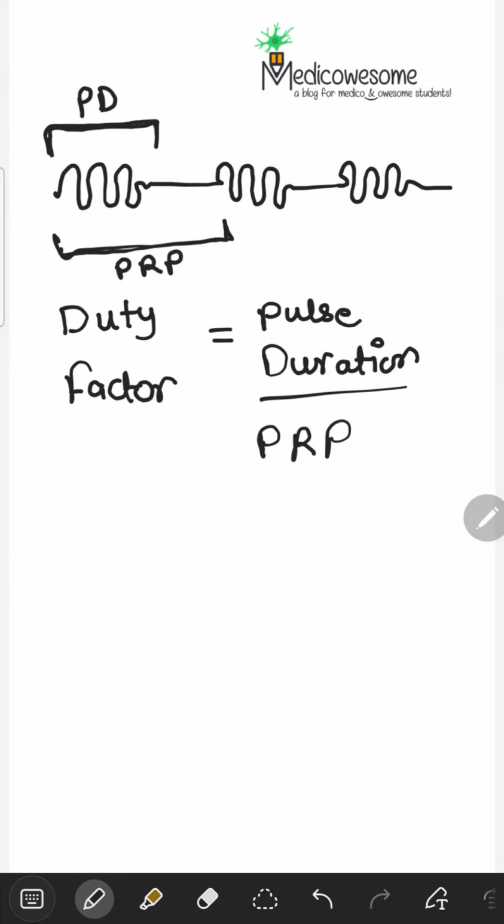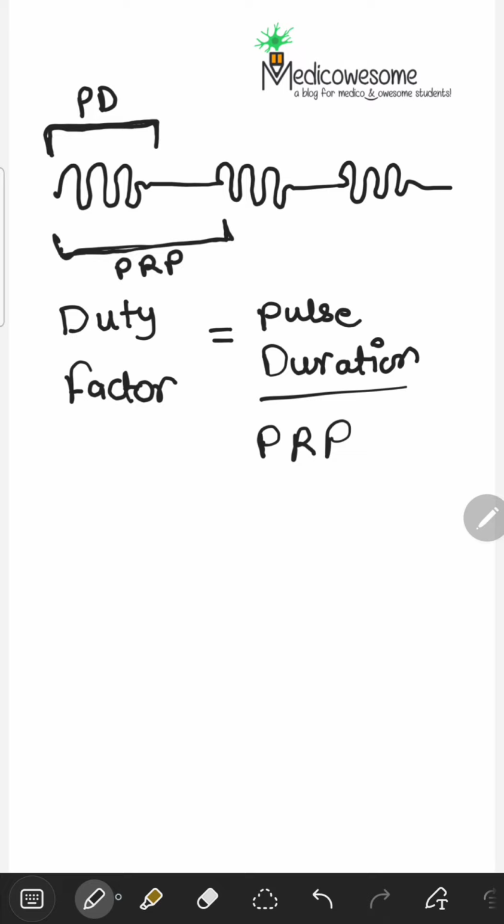Hi everyone, in this video I'll be talking about the duty factor. So duty factor is the fraction or percentage of time that an imaging system is transmitting, and it is calculated by this formula, which is the pulse duration divided by the pulse repetition period.